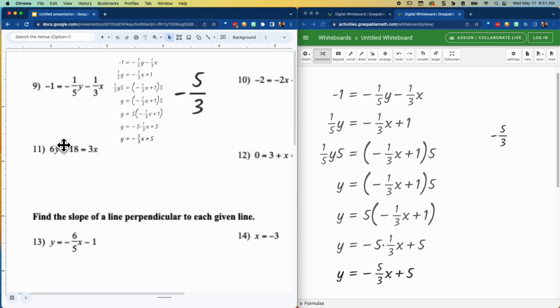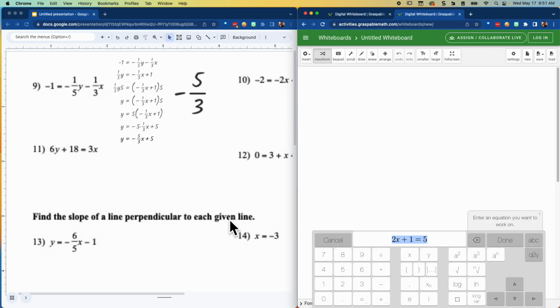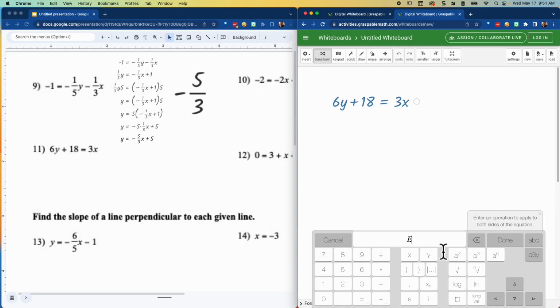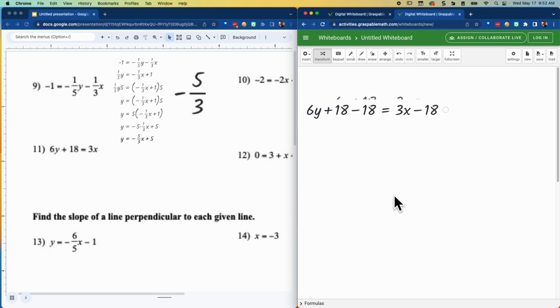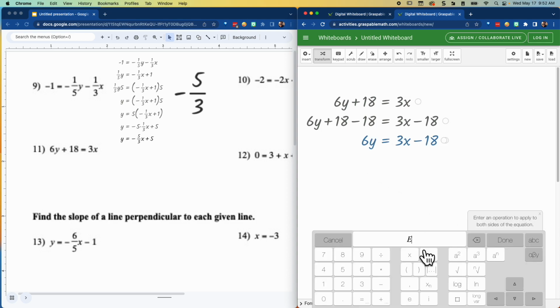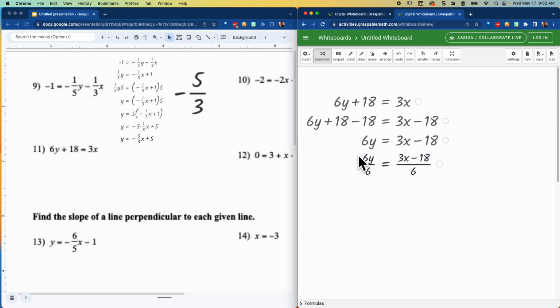All right. Now let's look at this next one. Very similar. We need to solve for y and then look at the coefficient of x. So I have 6y plus 18 equals 3x. Okay, well I need to solve for y, so I'm going to subtract 18 from both sides, and that gives me 6y equals 3x minus 18. Then I'm going to divide by 6 on both sides to get rid of that 6y.